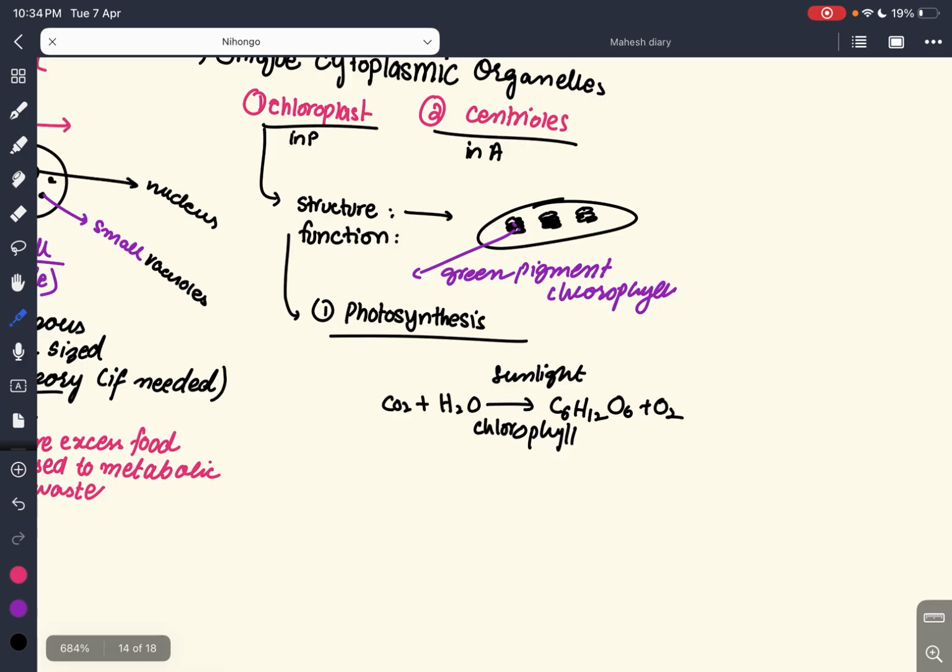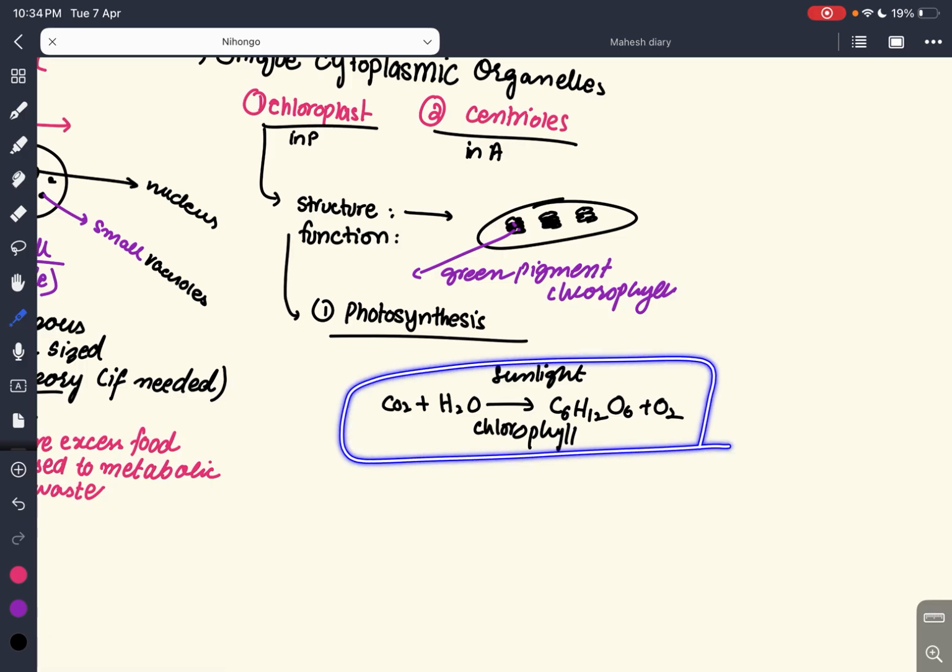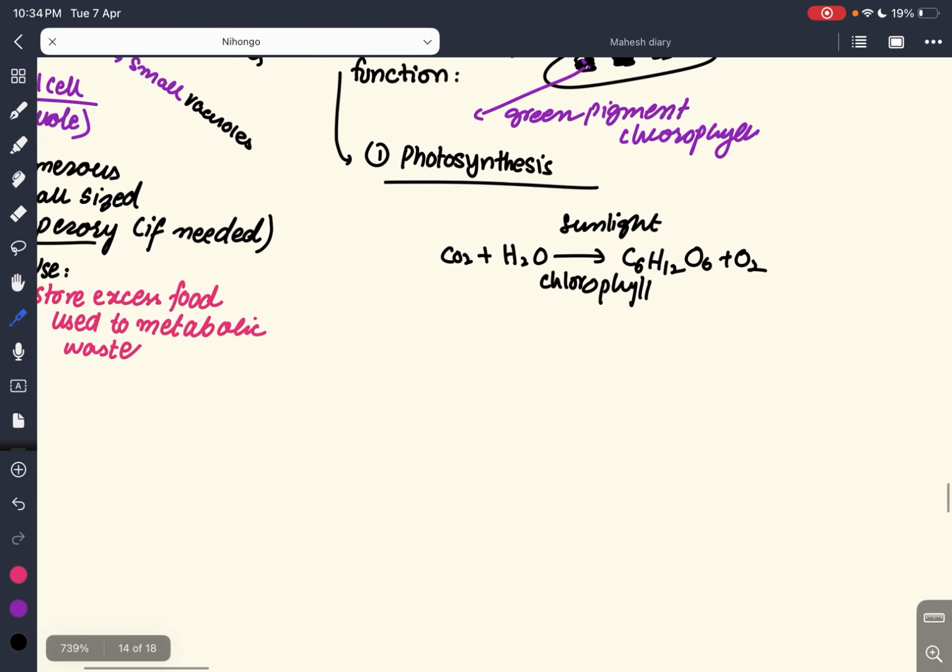If it comes in your paper, you're going to just explain this entire equation, considering it as photosynthesis, if the question is for a 4 marker, or if it comes like a 5 marker.